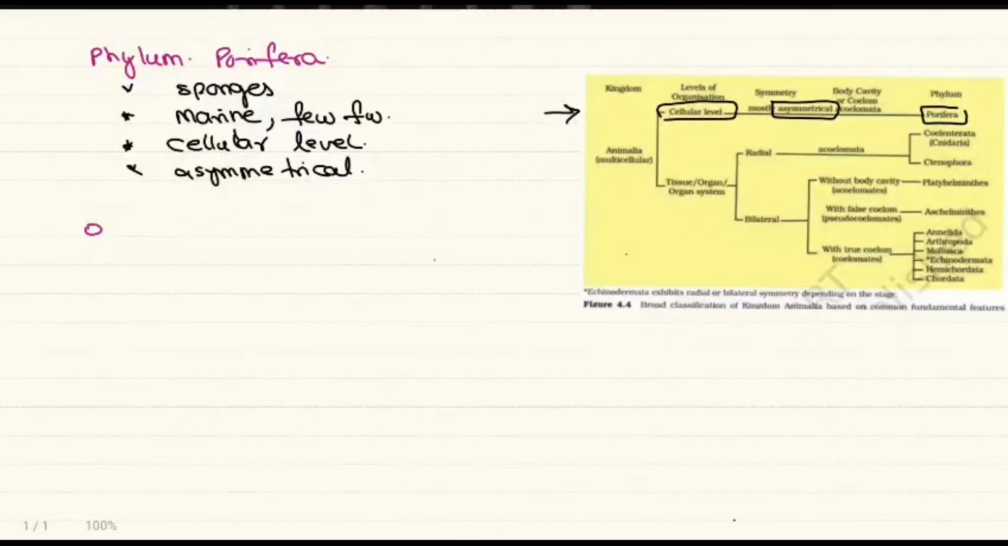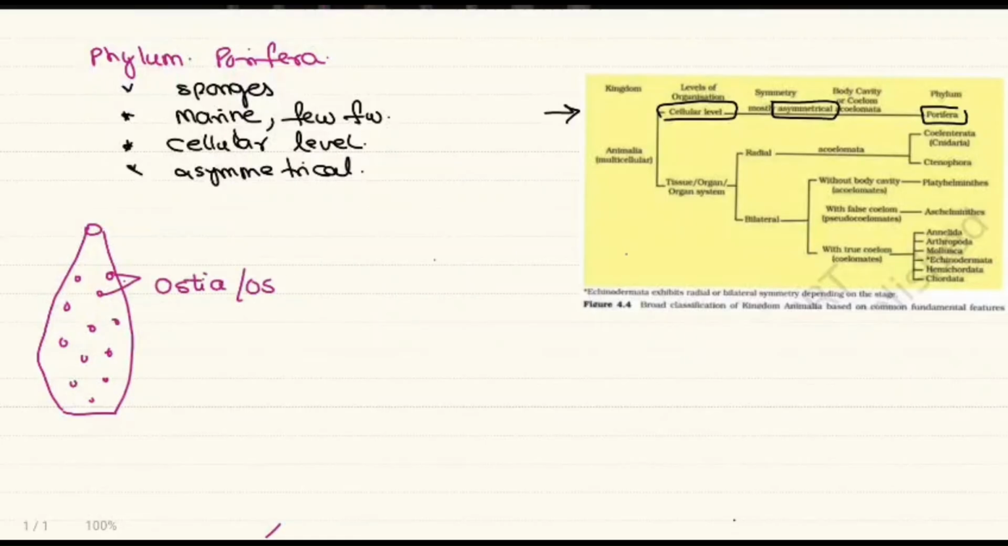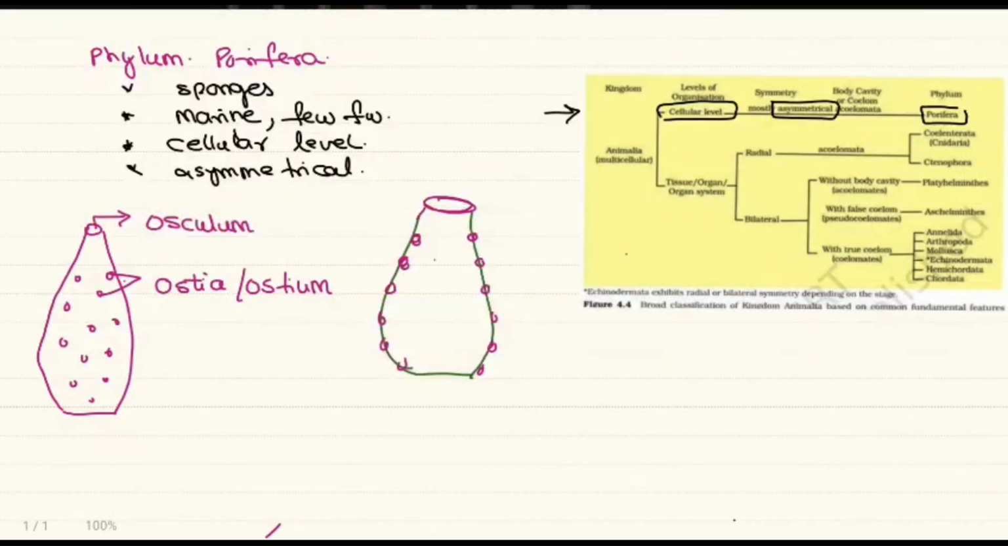Let's see the structure of a common sponge. A common sponge has a vase-like body with so many smaller openings on the surface, and these are called ostia. Single is called an ostium, and there is a large opening called the osculum. So on the body surface, these are the ostia and the larger opening called the osculum.